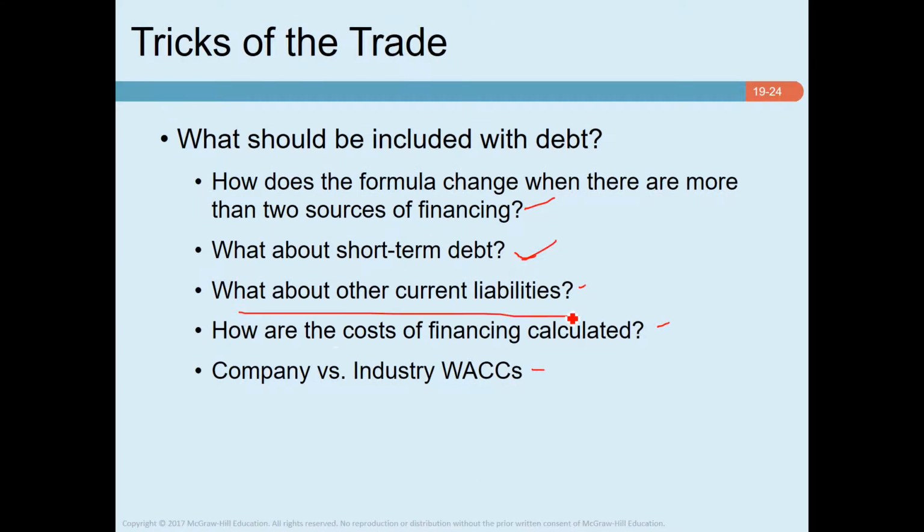Then what about other current liabilities? That means other than short-term debt, if there are other current liabilities, what happens? Current liabilities are usually netted out by subtracting them from current assets. The difference is entered in the net working capital on the left-hand side of the balance sheet. So since other current liabilities are already netted out, we may not include them in calculating weighted average cost of capital. Then how is the cost of financing calculated?